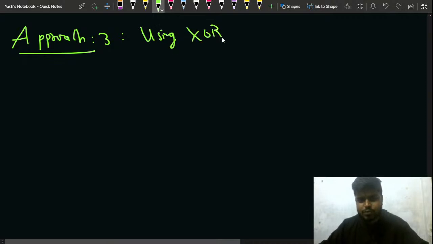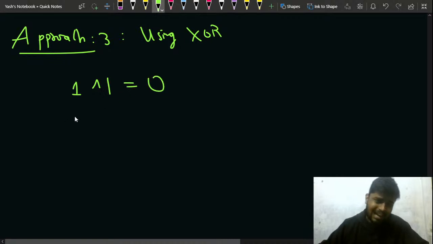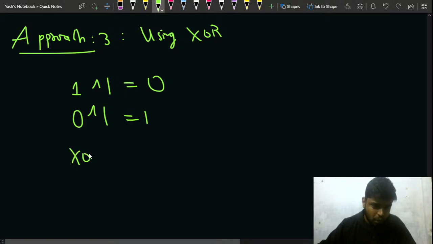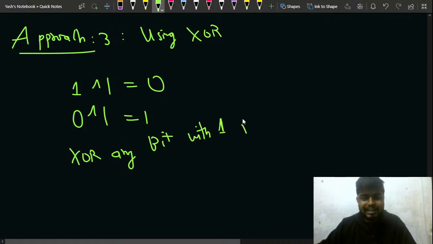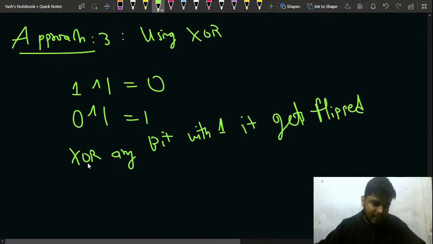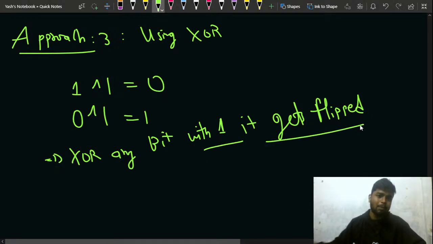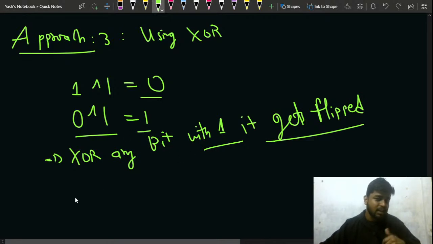There is a property of XOR: if a bit is 1 and you XOR it with 1, it becomes 0. And if a bit is 0 and you XOR it with 1, it becomes 1. So if you XOR any bit with 1, it gets flipped. That is the concept lying behind it. 1 XOR 1 gives me a 0, and 0 XOR 1 gives me a 1. In this way, if you XOR any bit with 1, it just flips.